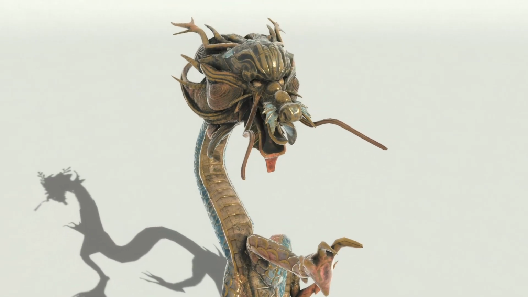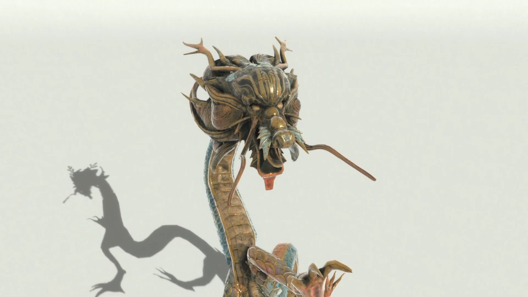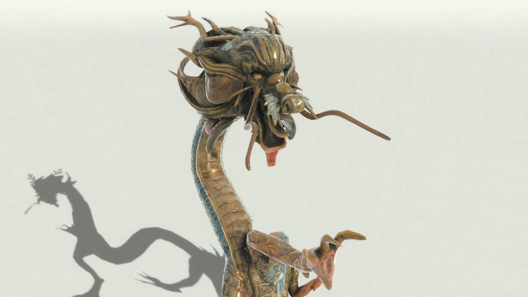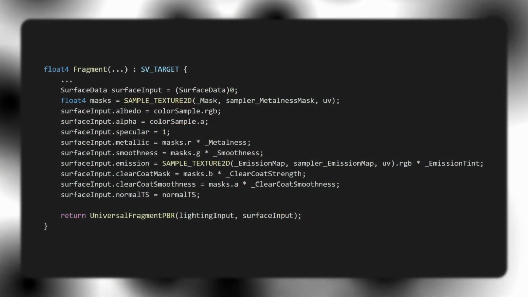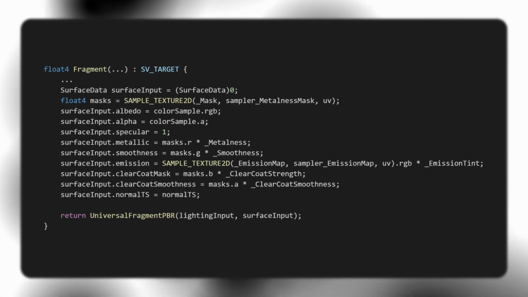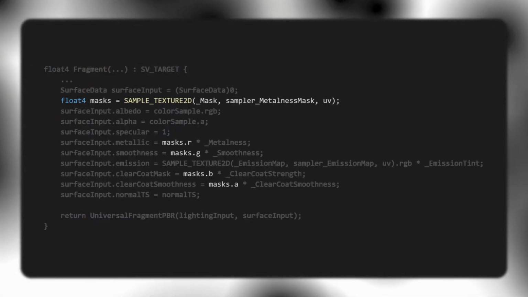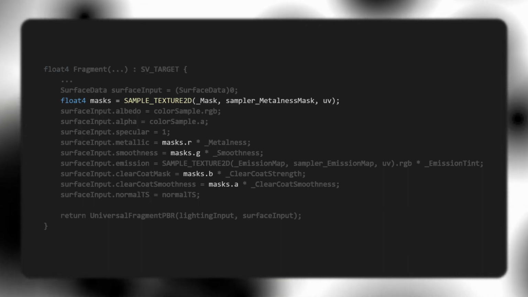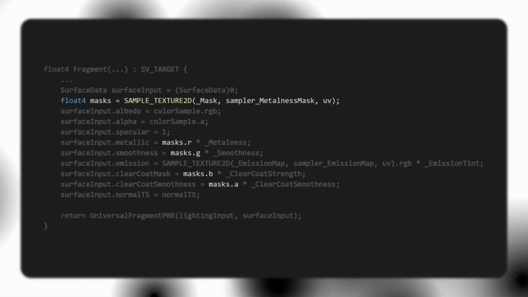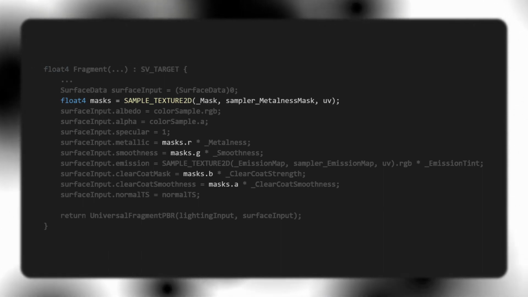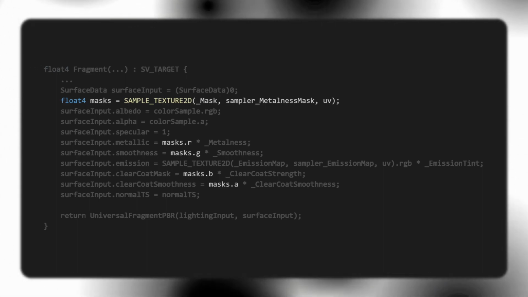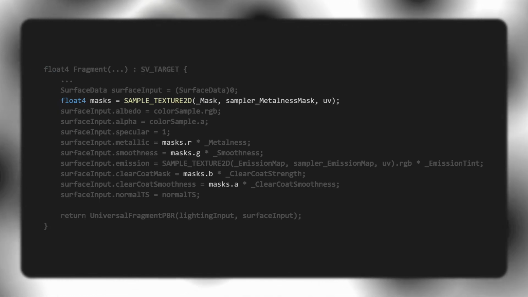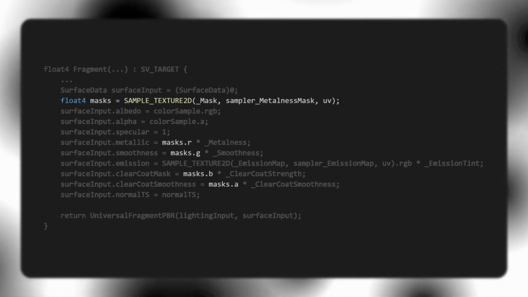Another useful technique is called channel packing. Notice how the various mask textures only use a texture's red channel. What if we combine several masks into one texture? For instance, we can put the metallic mask into red, smoothness into green, clear coat strength into blue, and clear coat smoothness into alpha. Texture sampling is a big resource hog, especially on mobile platforms, and it's very nice to merge 4 samples into one.